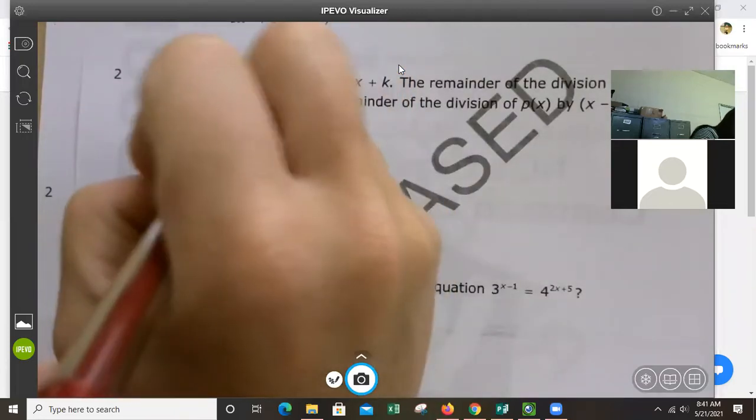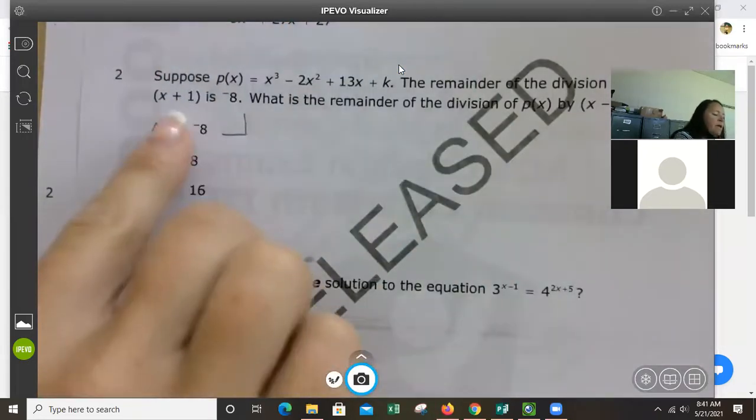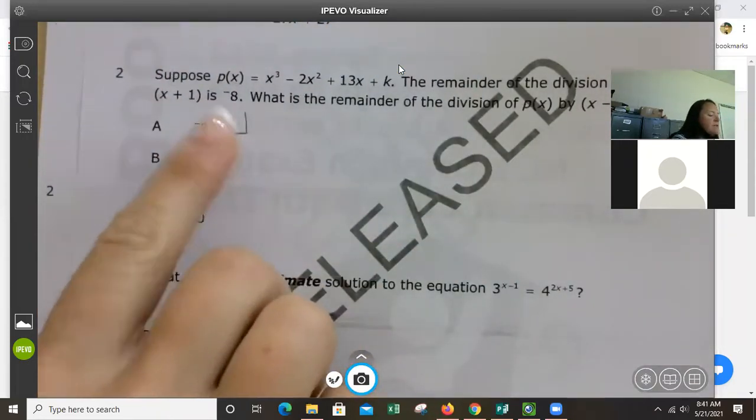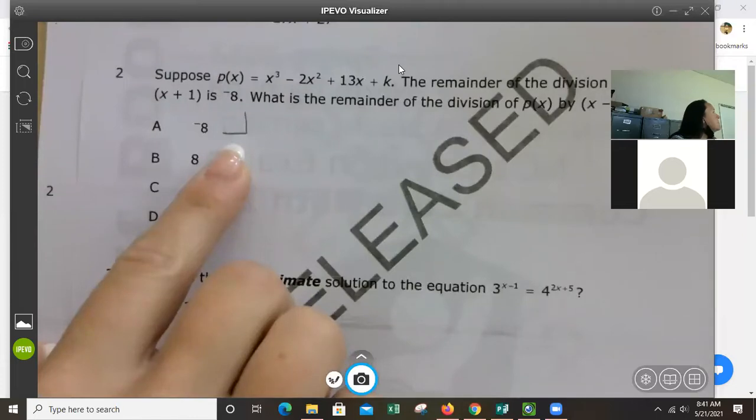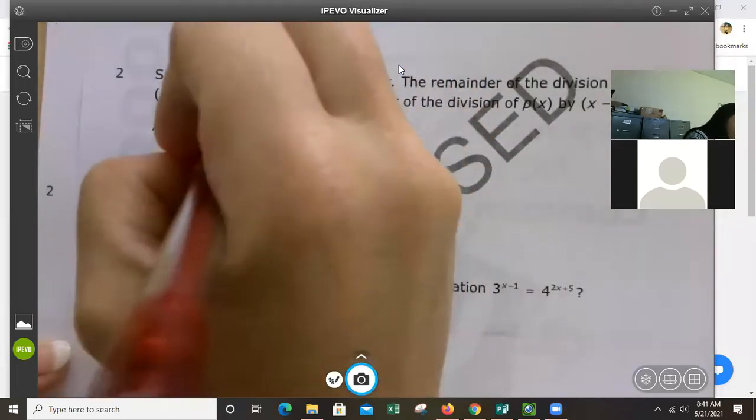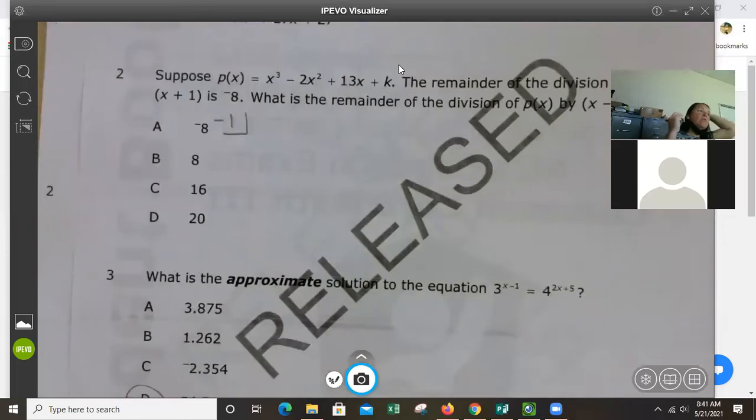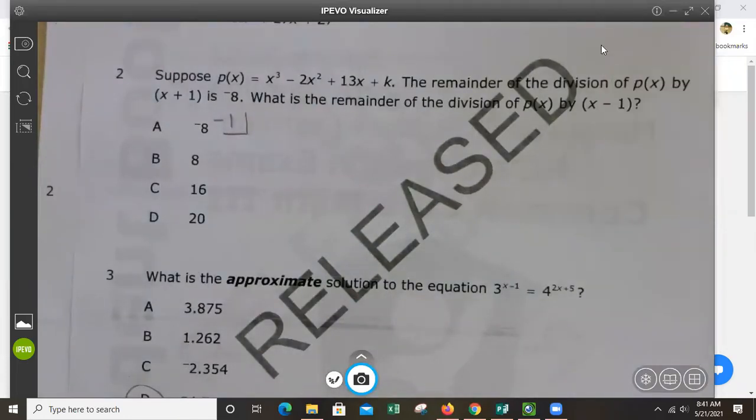So remember, synthetic is the backwards box. If we're dividing by X plus 1, what goes in the box? -1. Remember, we changed the sign. If it's equal to, we leave the sign. If it's a function or like in parentheses, you change the sign.